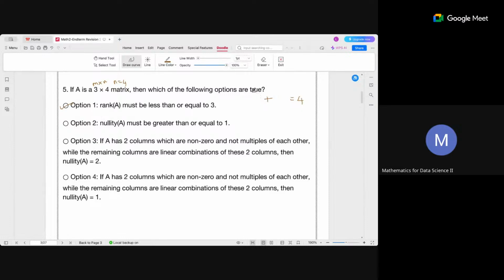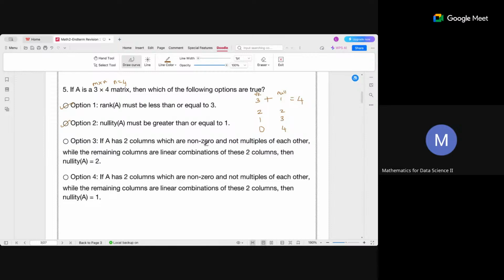Here the possible options for rank and nullity. So rank can be 3, 2, 1 or 0. So what can be the corresponding nullities? 1, 2, 3, 4. So nullity must be greater than or equal to 1. Nullity cannot be 0. Okay. So this option is correct.